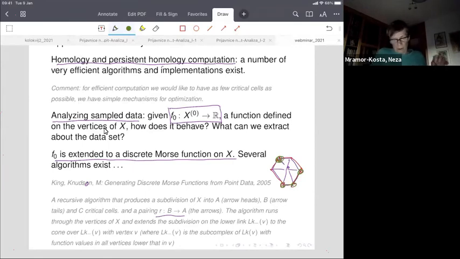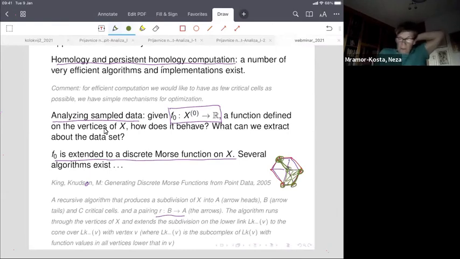If we have this subdivision already constructed on the lower link, then we just extend it to the cone over this lower link, so to this part, like this. So it's extended from the lower link to a part of the star of the specific vertex where the function values on all the other vertices are lower. And it turns out that it's a nice algorithm.